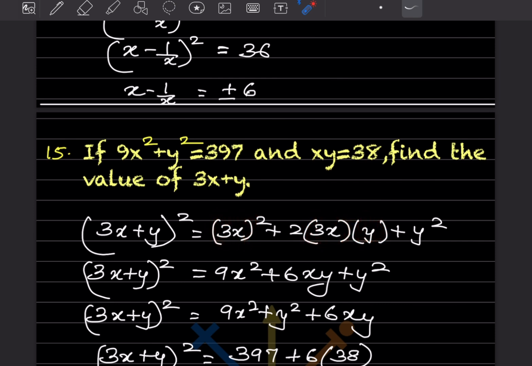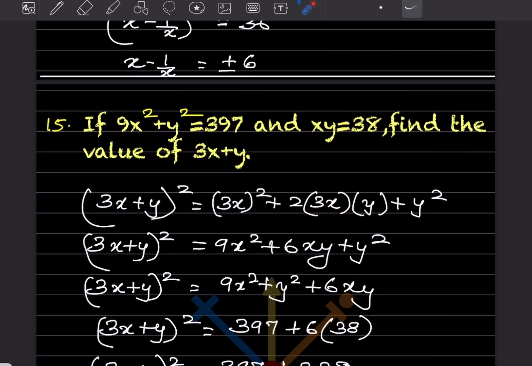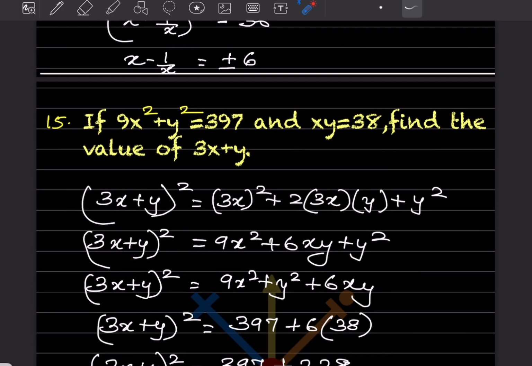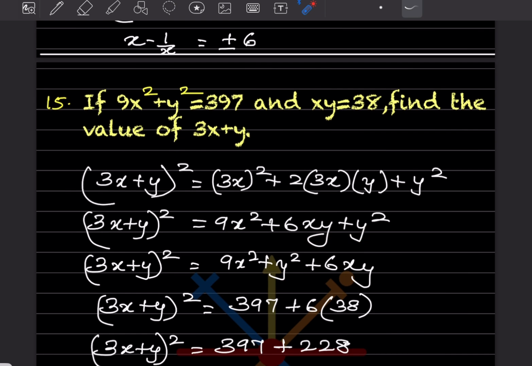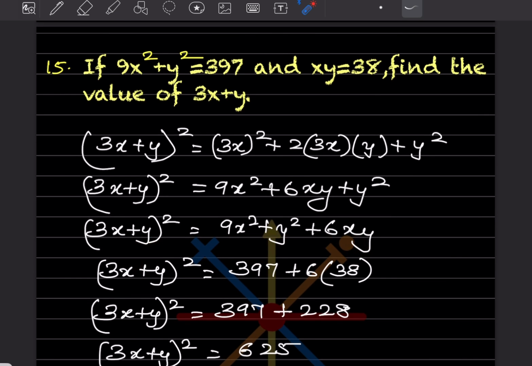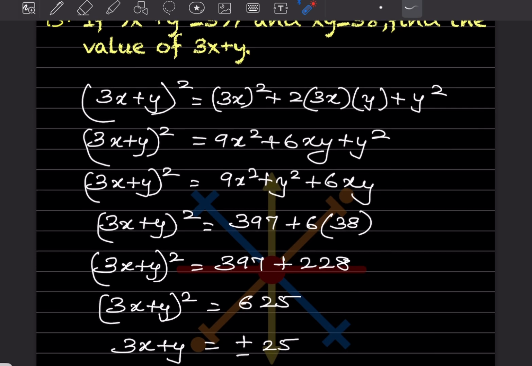So here, this is going to be 9x square plus 6xy plus y square. So this will be 9x square plus y square and 6xy. So this is going to be 9x square plus y square, that is 397, and 6 into xy, which is 38. So this is going to be the same. When you multiply this one, that is going to be 228. So this is the same, 625.